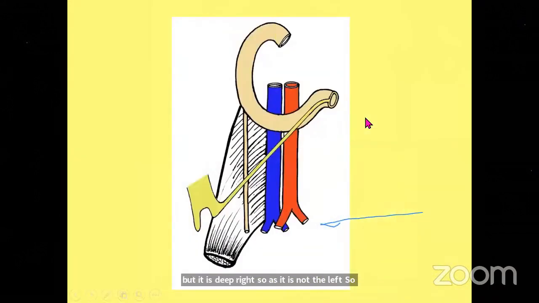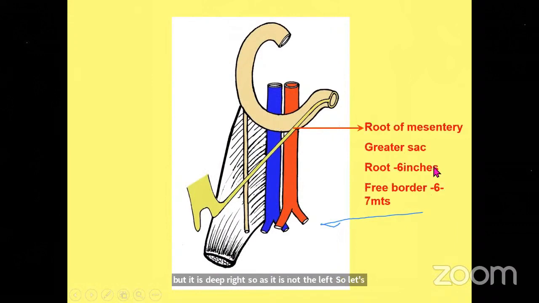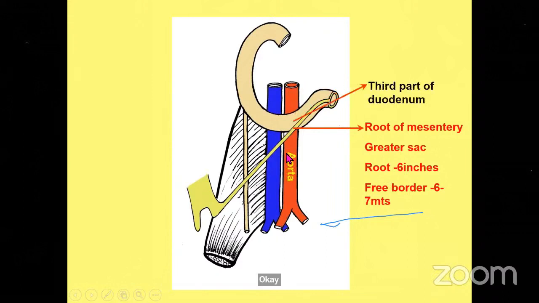So let's see the structures one by one. The root of mesentery is actually a part of the greater sac, and the root is actually 6 inches long, whereas the free border, which contains the loops of small intestine, is actually 6 to 7 meters. Okay, and the structures crossed are the third part of duodenum.